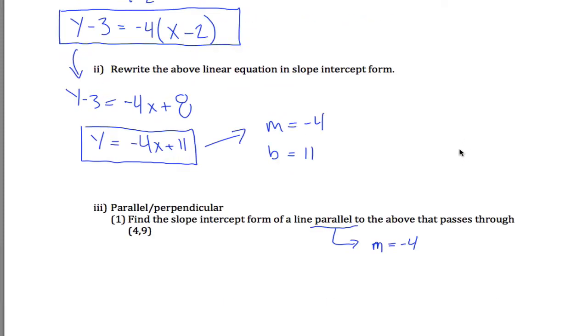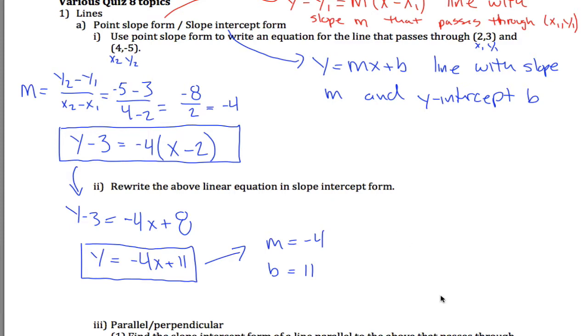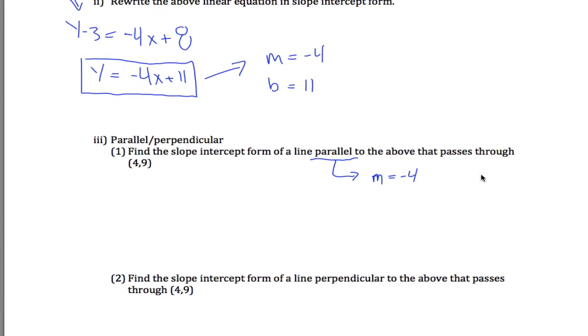However, this time, instead of passing through these points, it only gives us one point that it passes through, 4, 9. So we'll have to use this as x1 and this is y1. Note that we don't know the y-intercept. Since we don't know the y-intercept, we can't jump straight to slope-intercept form. But what we could do is use point-slope form, say y minus y1 equals m times x minus x1, and solve it so that it's in slope-intercept form.